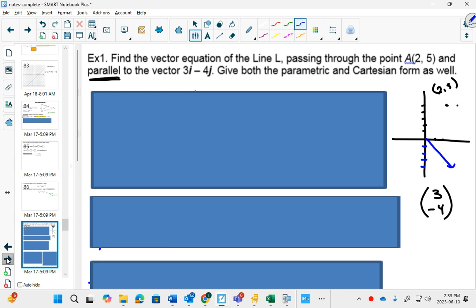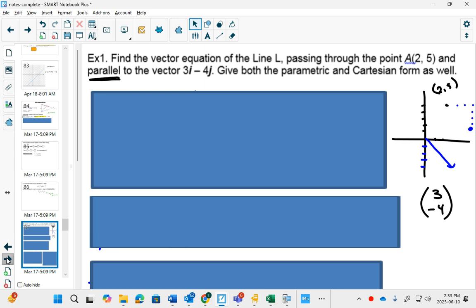Well, could you go from this point and go 1, 2, 3 over and 1, 2, 3, 4 down and find a second point? Absolutely. And if you thought back to grade 10 math, if you had 2 points, you could find the slope. And you could either use point slope form or y equals mx plus b to find b, and you'd be able to tell me what the equation of that line is.